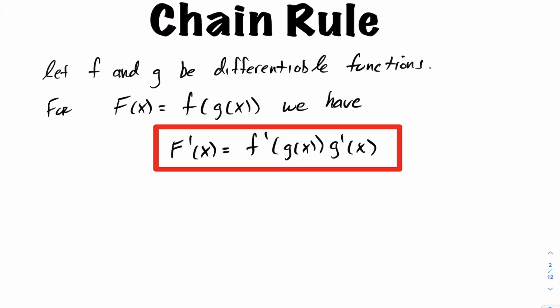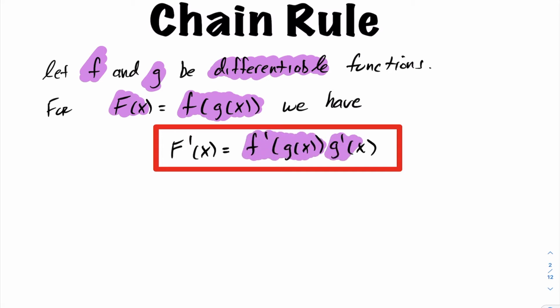What the chain rule says is if you have two functions, let's say f and g, and those two functions are differentiable, then if you define f at x to be the composition of those functions, so in this case f composite g at x, it turns out the derivative of that function f prime is going to be the derivative of f prime at x times the derivative of the inside, g prime at x. Let's look at some examples.